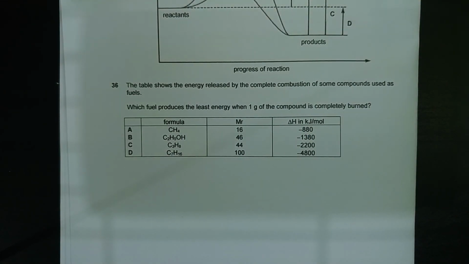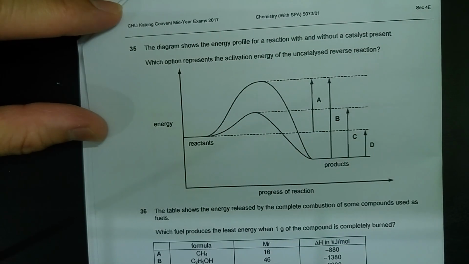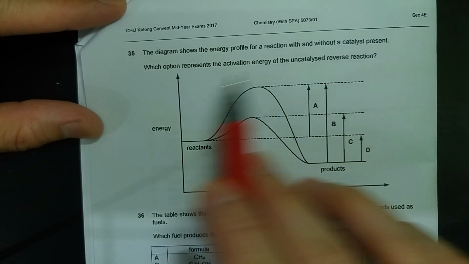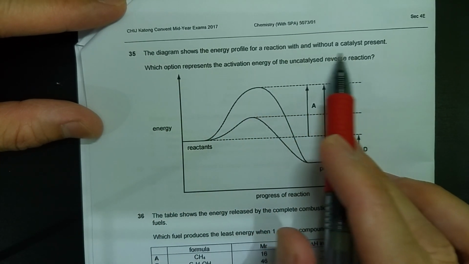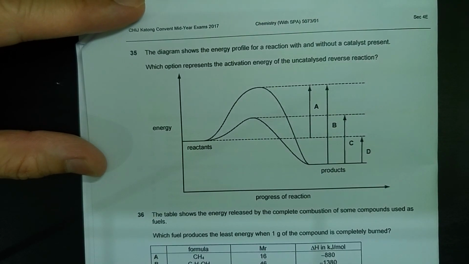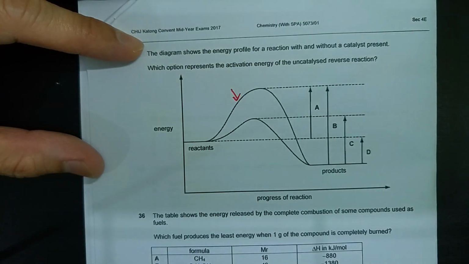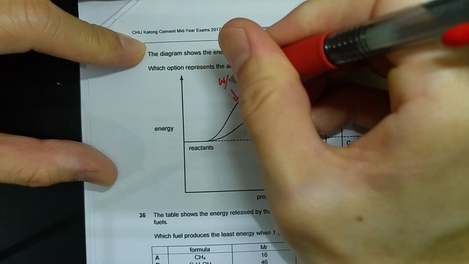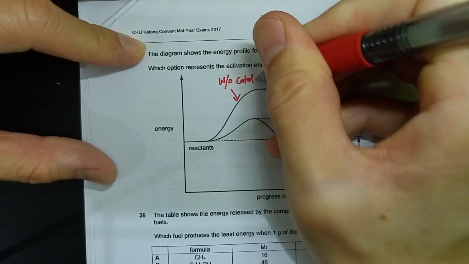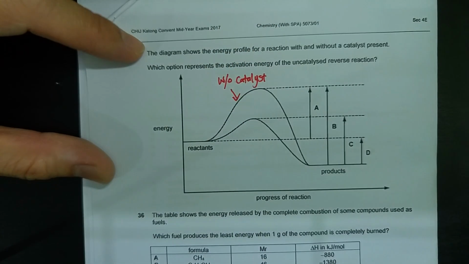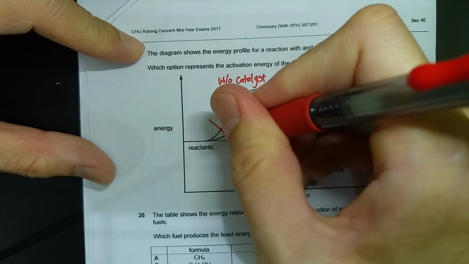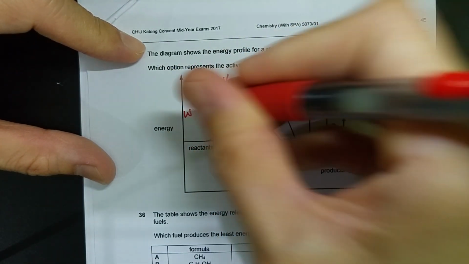Okay, next question is on energy profile, energy changes. You have with and without a catalyst present, meaning that this one must be without catalyst, because a catalyst can lower the activation energy, and this one must be with catalyst.